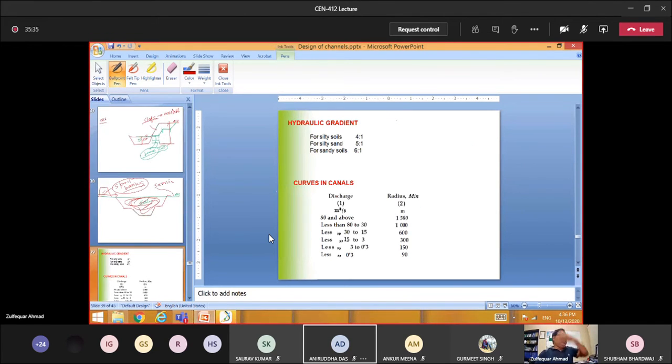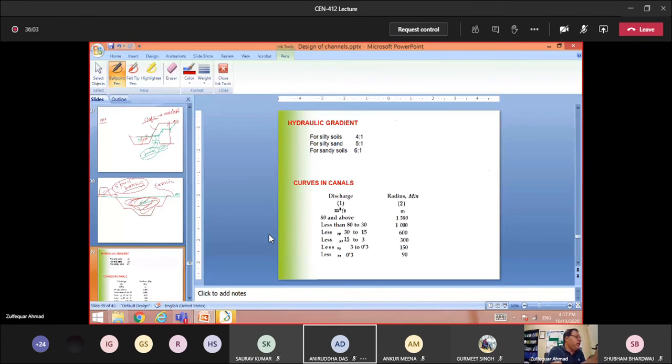Then coming to the hydraulic gradient, you can do the detailing of this. I don't know whether you know the phreatic line or not. Do you know the phreatic line? Yes, sir. You know the phreatic line. So virtually here we do some approximation, right?